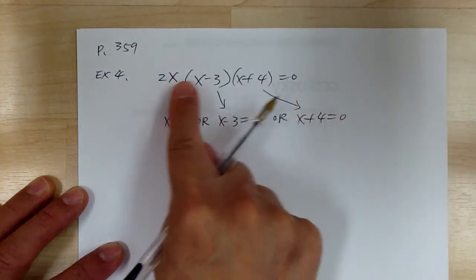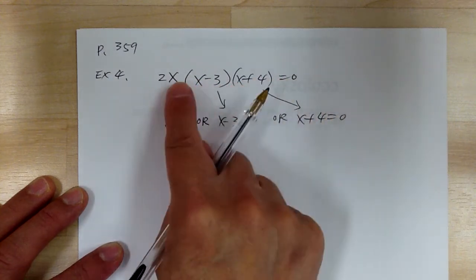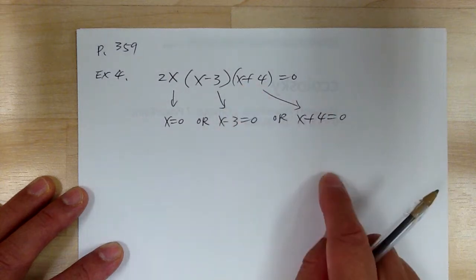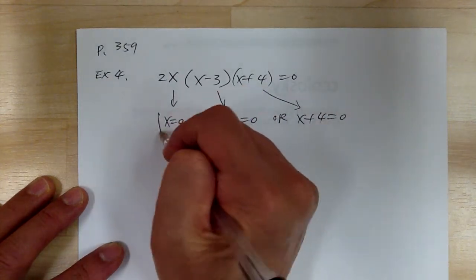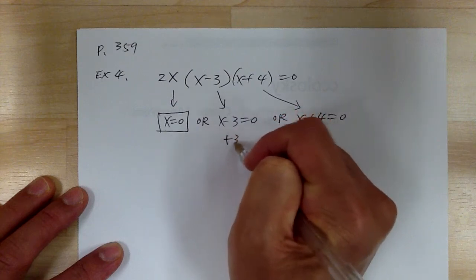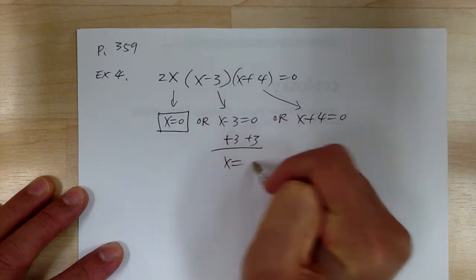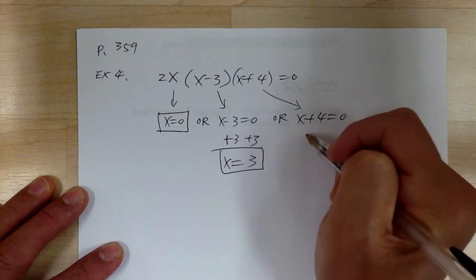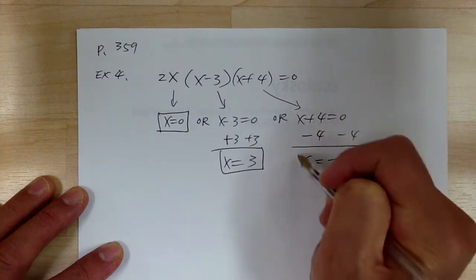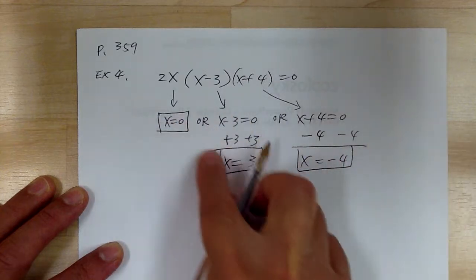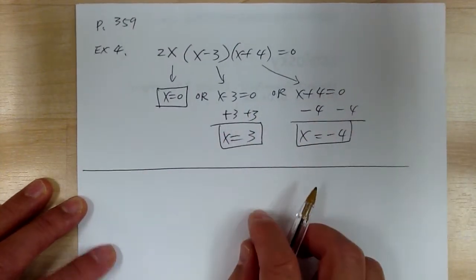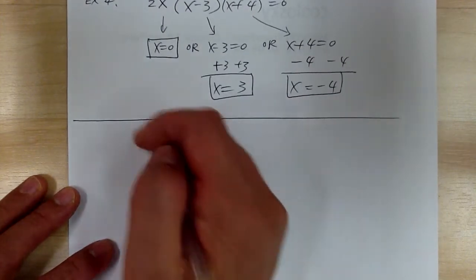So again, when you have something times something times something equal to 0, that means this has to equal 0, or this has to equal 0, or this has to equal 0. So this one is already solved, so that's already the answer. This one, you can plus 3 on both sides, so you're going to have x equal to 3. And then this one, you minus 4 on both sides, so you're going to get x equal to negative 4. So you can box the answers individually, so that's fine. So you got 3 answers. Now let's go to example 5.